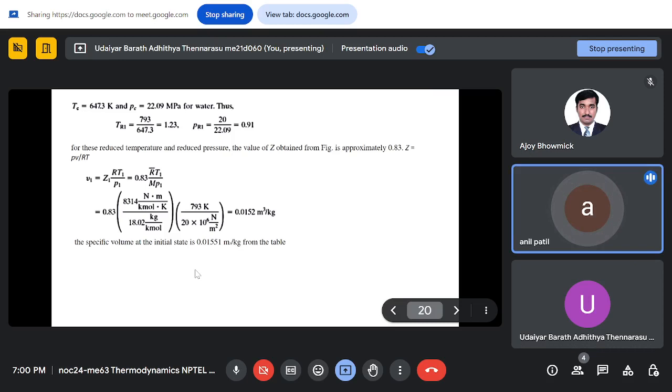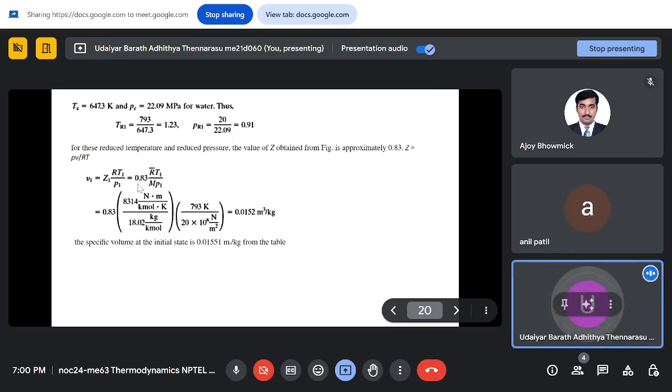Capital R is the universal gas constant or molecular gas constant? This R is gas constant. If you have R bar or some other thing, that is a universal gas constant. So to find out gas constant, you are dividing it by molecular weight. For water, it is 18. So actual value is 18.02, fairly you can take 18 also. So 8.314 divided by 18 to get gas constant.